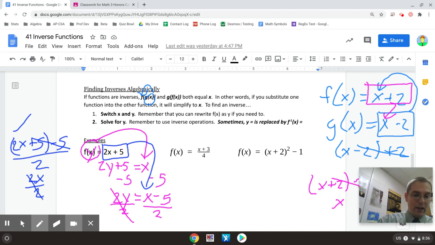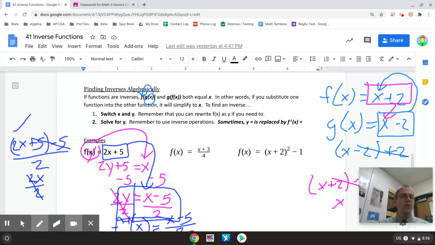But your final answer is going to be this here, with y equals x minus 5 over 2, or sometimes instead of having y equals, they'll write f inverse of x, or the f with a negative 1 of x equals x minus 5 over 2. Go ahead and pause your video, get that written down, and then we'll go through a couple more examples together.